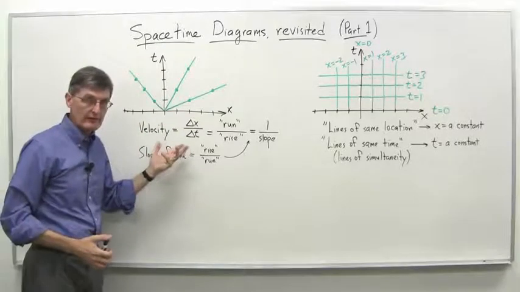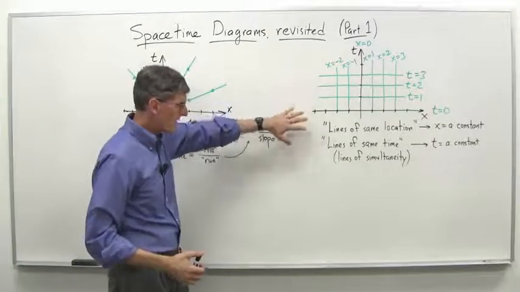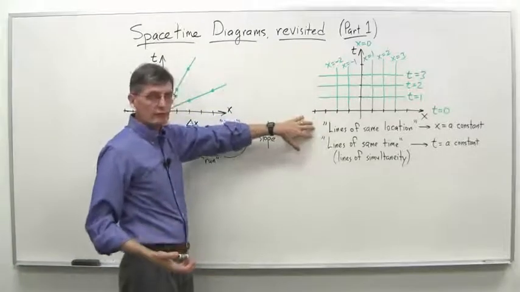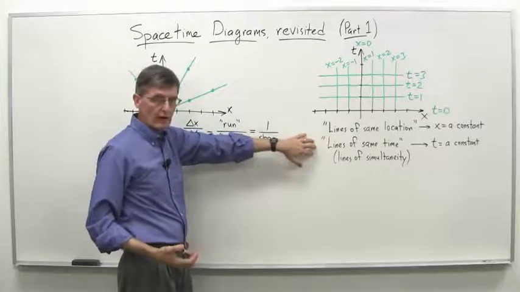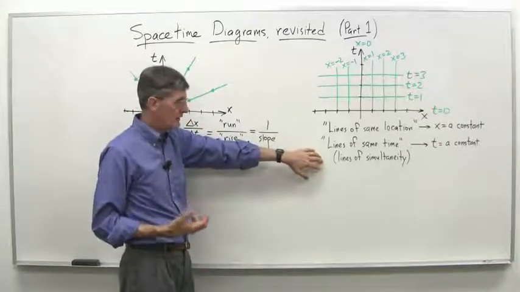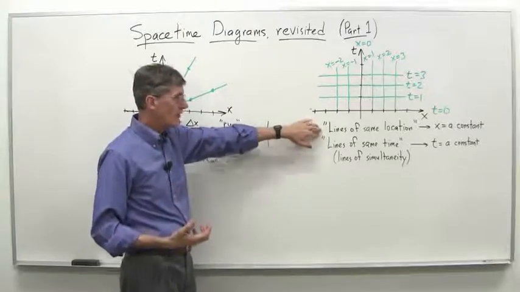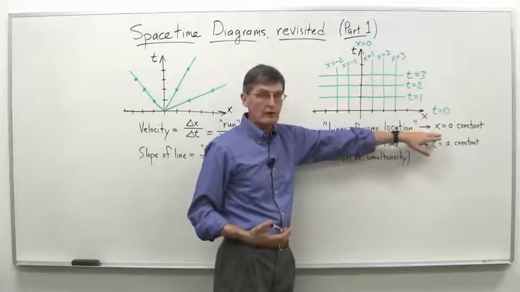Okay, so that's just a quick reminder of some of the basics of space-time diagrams. We'll come back to this in a minute or two. Let's move over to this diagram, though, and talk about lines of same location and lines of same time, or the latter one here is sometimes called lines of simultaneity. Essentially what we have for lines of same location, that means x equals a constant.